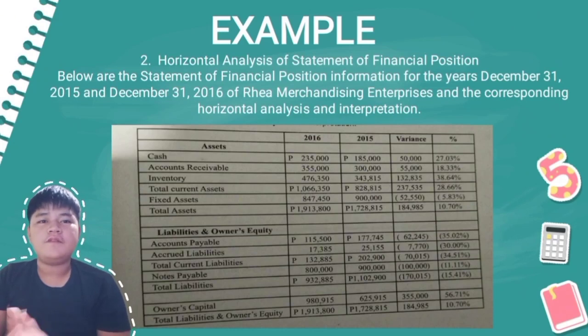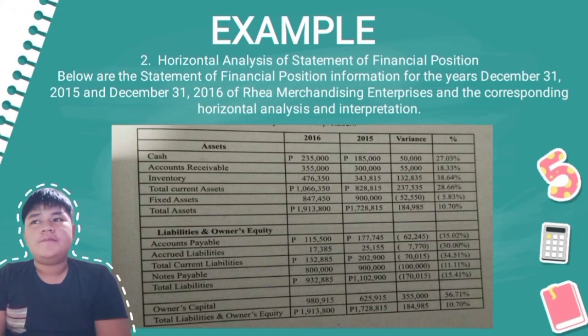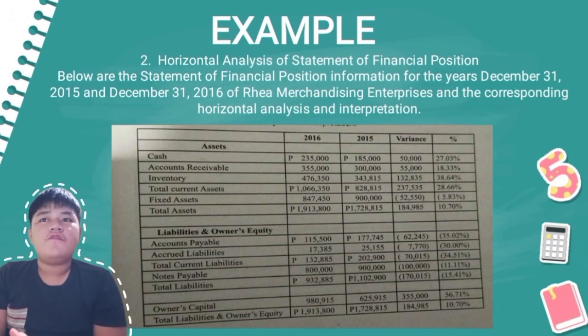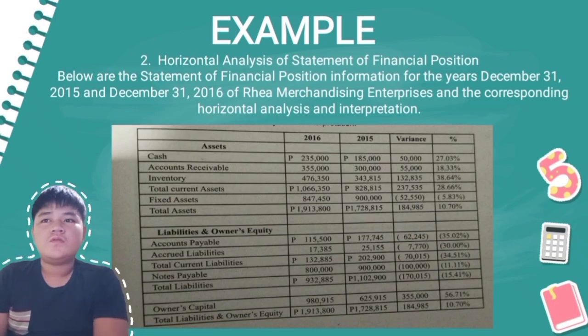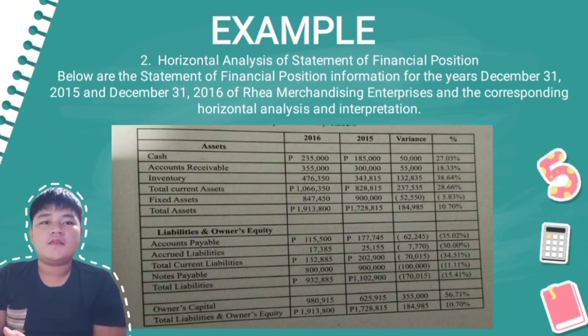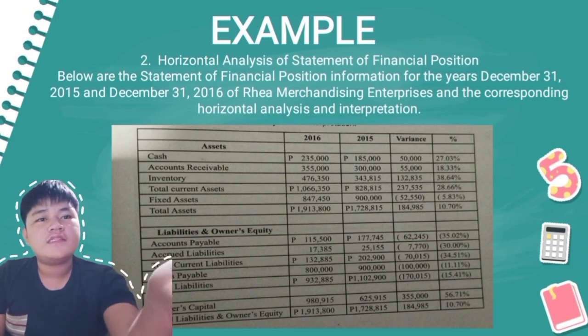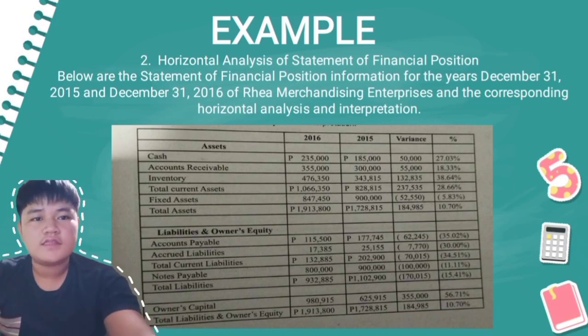So let's have example number 2. Horizontal analysis of a statement of financial position. Below are the statements of financial position for the years December 31, 2015 and December 31, 2016 of RIA's merchandising enterprises and the corresponding horizontal analysis and interpretation. It's the same as the income statement: the content is the current year, prior year, the variance, and the percentage change. So, let's have the solution in the next slide.